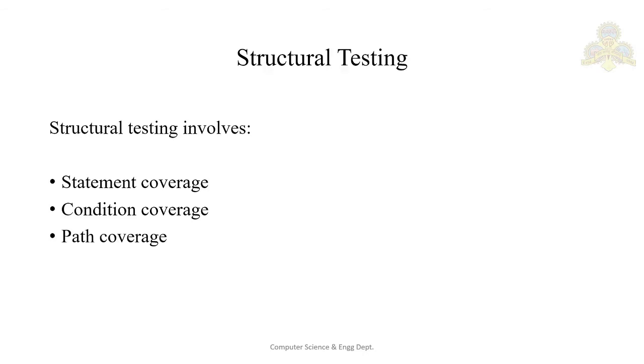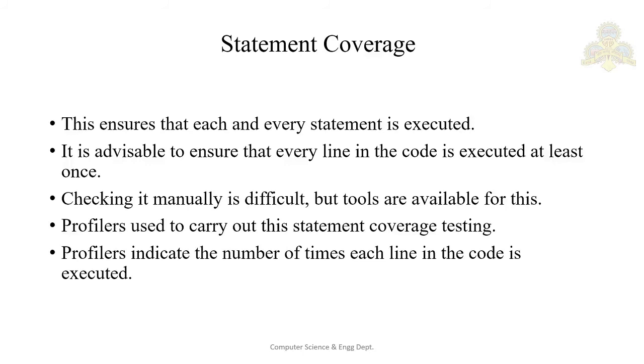Structural testing at the component level is used to test the implementation of the program, the coding. Here the source code is looked into for the testing of the software. Your structural testing involves statement coverage, condition coverage and path coverage. This comes for your code. Okay, structural testing means white box testing, basically the coding is involved here. So the first one is statement coverage. This ensures that each and every statement in your code is executed. It is advisable to ensure that every line of code is executed at least once.